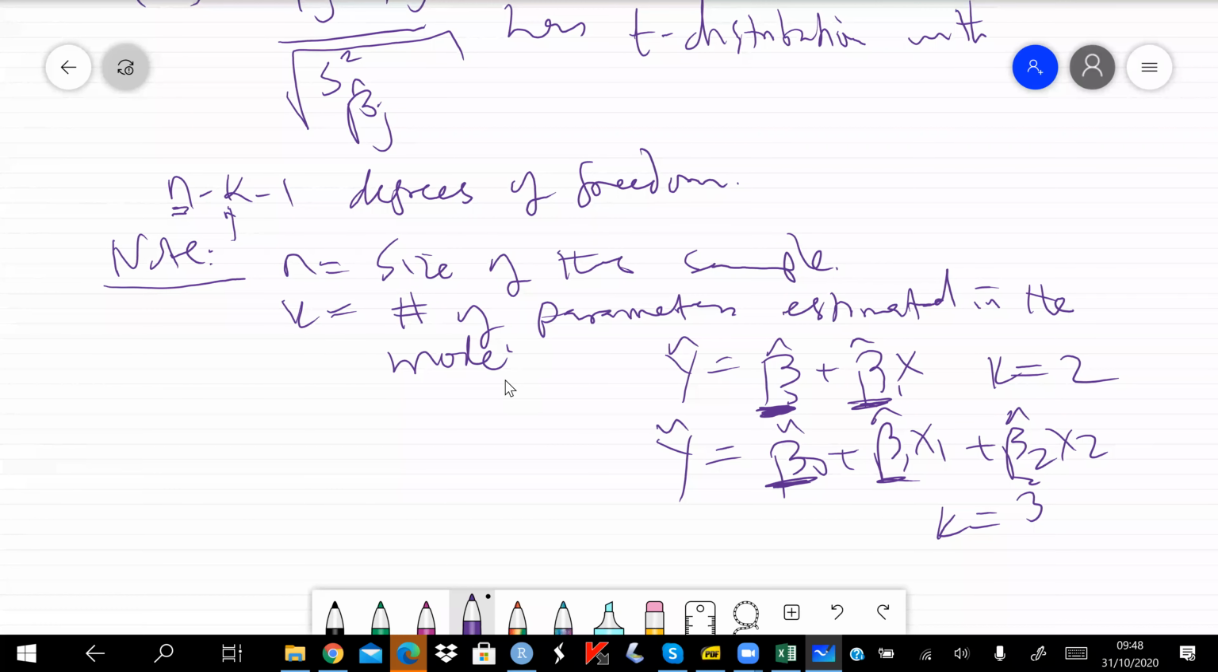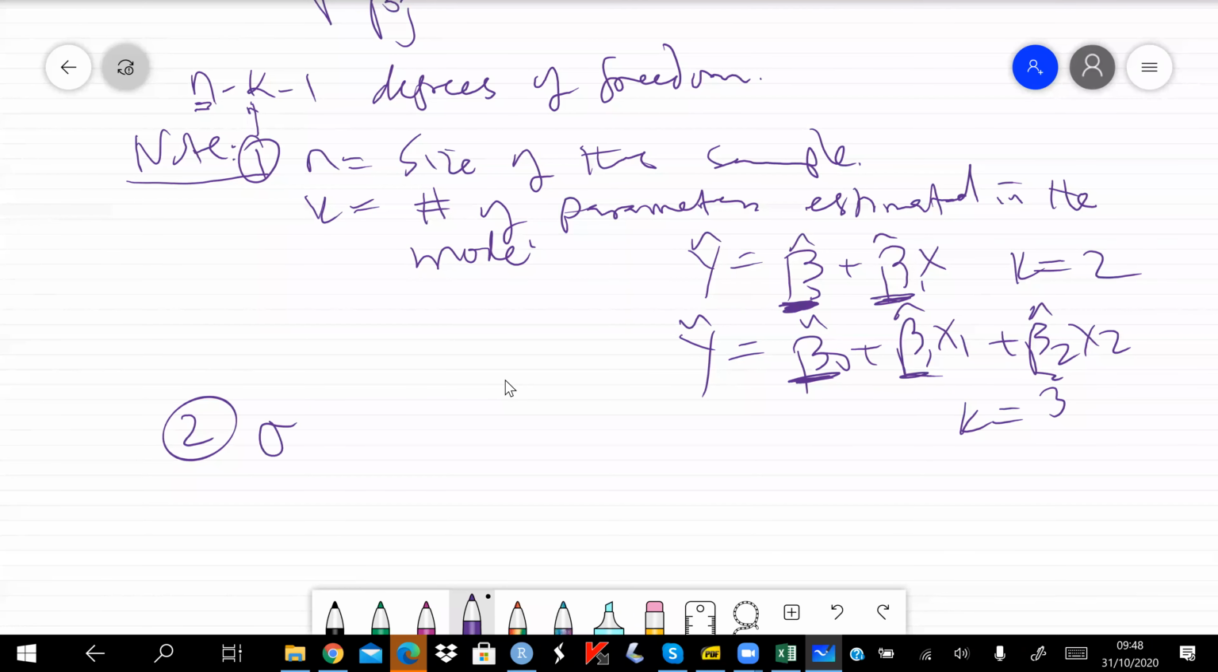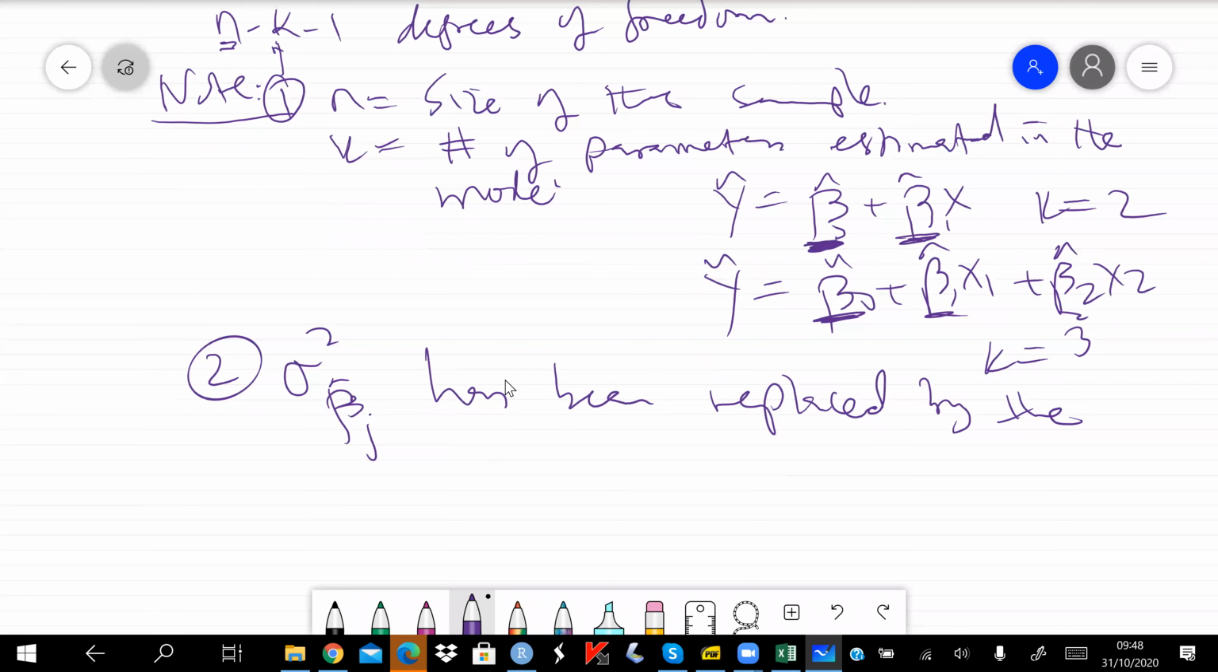Okay, then another note that we can make, so let's call this one number 1. Another note that we can make there is that sigma squared of beta hat of j has been replaced by the sample counterpart.